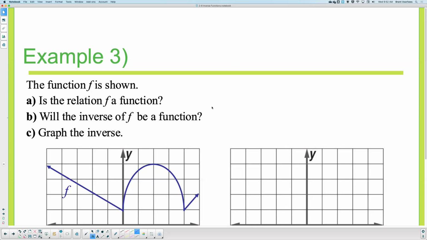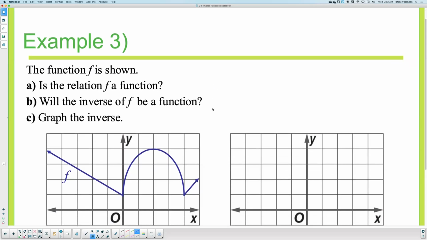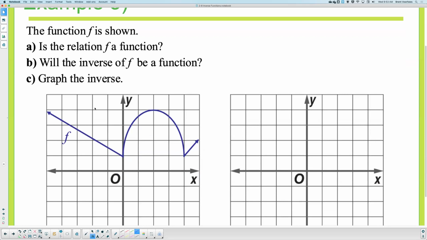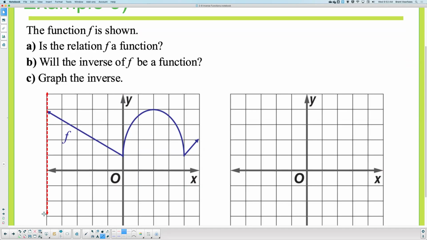Now let's take a look at example 3. So in example 3, the function f is shown, and we want to know, is the relation of f a function? To determine if something is a function, you would first look to see if it passes the vertical line test. So I'm going to use this dashed red line, the vertical line test. What this does is it checks to see if every member of the domain, that's the x values, has one and only one range value.